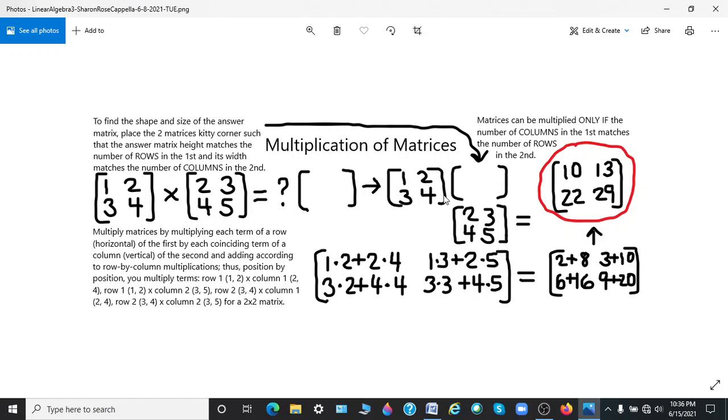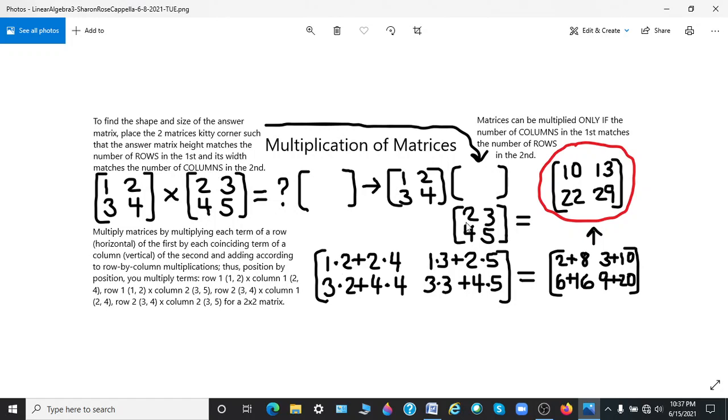matches the number of rows in the first. Notice that there's two rows in the first one. Here's the first one, row 1, row 2. So this has to have the same number of rows as that first one. And its width matches the number of columns in the second. So the answer matrix matches the number of columns.